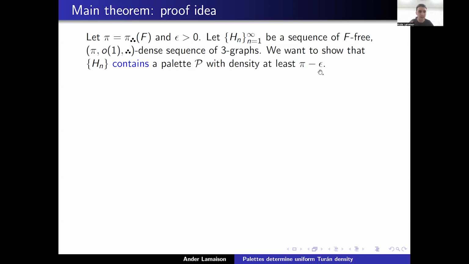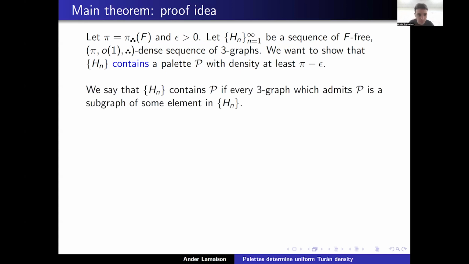Because it is the uniform Turán density of F, we know that there exists a sequence of F-free hypergraphs which has uniform density pi. So then the goal would be to find P essentially as a subgraph within this sequence of hypergraphs. Now this has the drawback that it is not well defined what it means for a palette to be a substructure of a hypergraph.